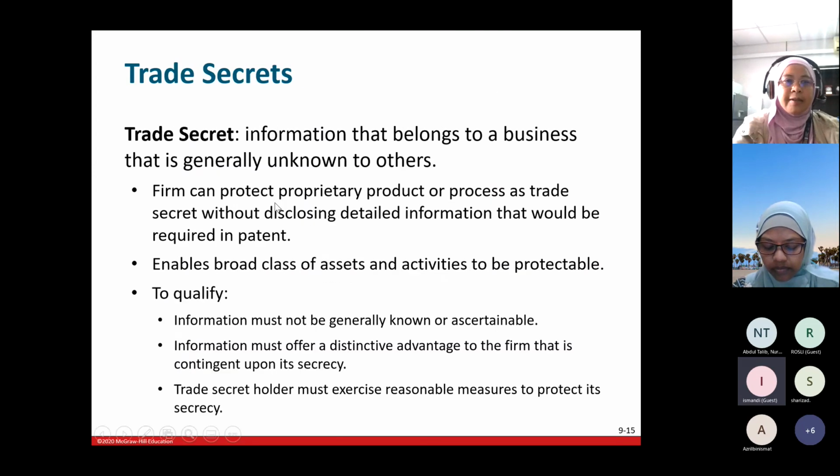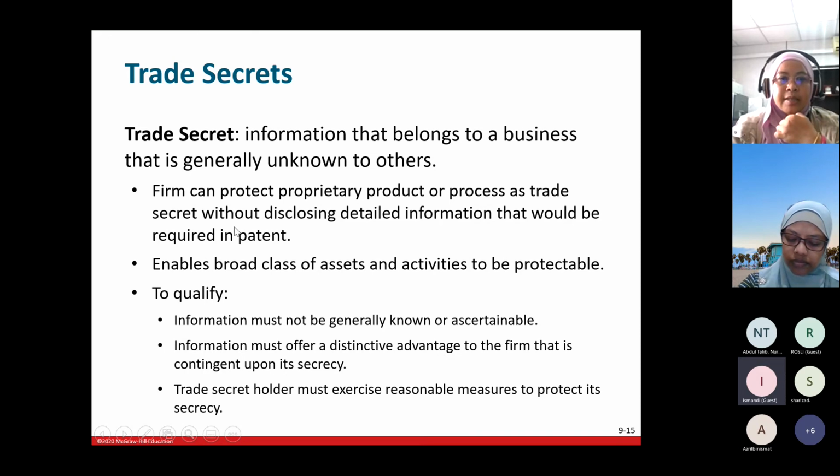Trade secret. It is information that belongs to a business that is generally unknown to others. So a firm can protect a proprietary product or process as a trade secret without disclosing the detailed information that would be required in a patent. Under this trade secret, like the ingredient recipe for Coca-Cola, it is still protected, because they also signed a trade secret to say that some of the information they cannot disclose, even though they wanted to make it a patent. So it also enables a broad class of assets.